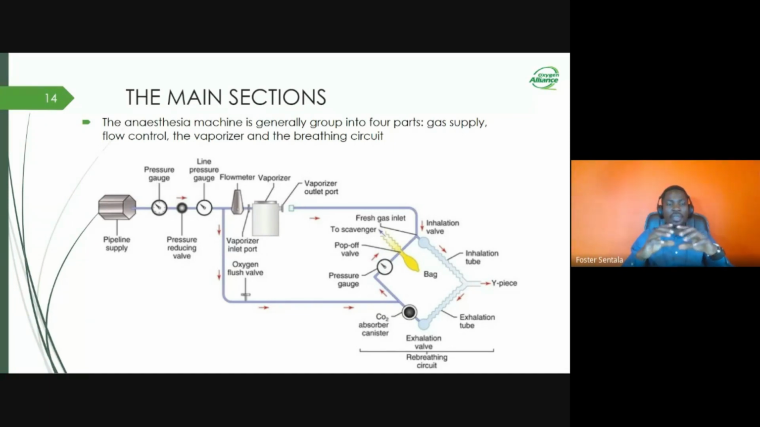From this point, we have the control for the flows. So we have the flow meters. We also have the indications for flow and pressures by the gauges and the regulators. We also have the rotameter vaporizer, which is there to convert the liquid anesthetic agents into gaseous form to form the anesthetic gas. From there, we have what is known as a patient breathing circuit.